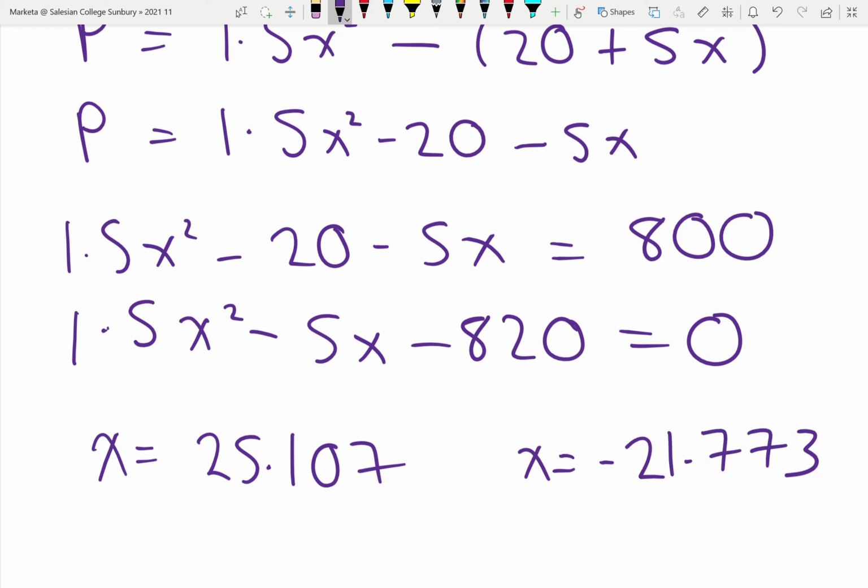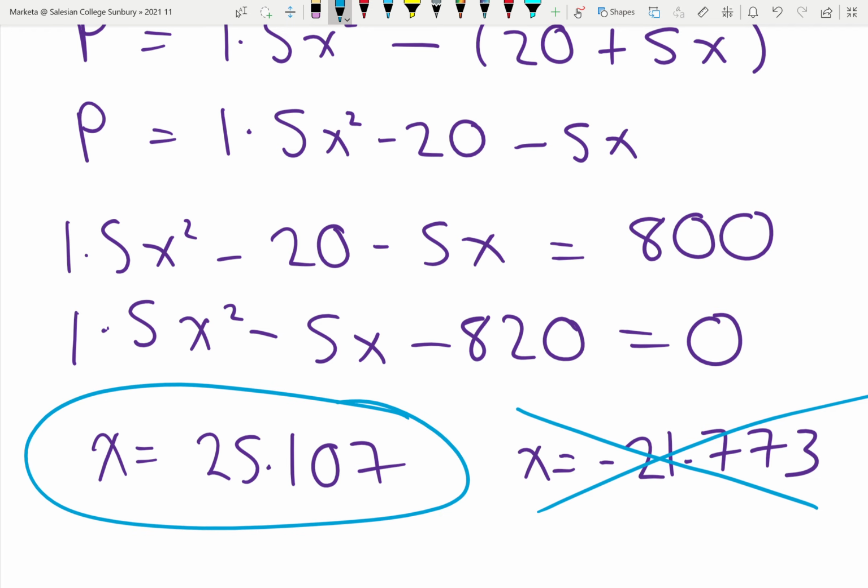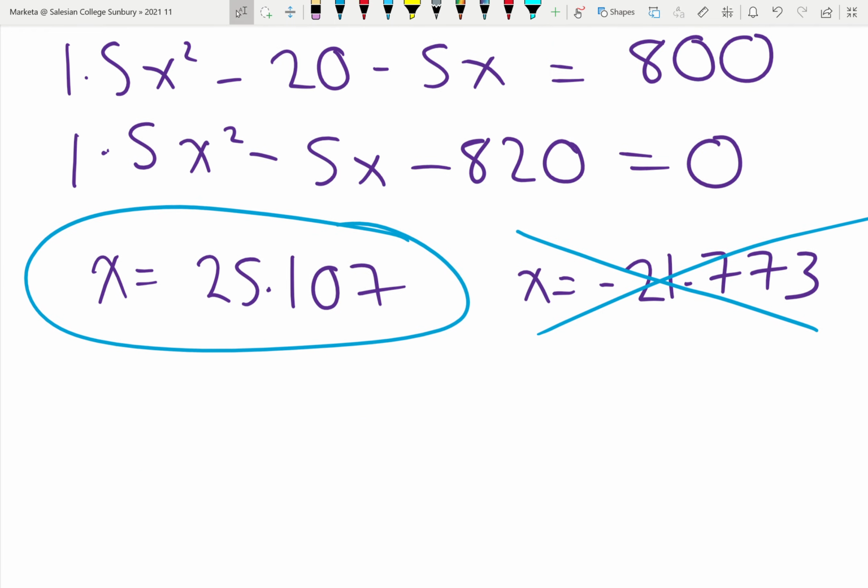And clearly, it's not going to be a negative cost or a negative number of litres. So we can get rid of that. And well, this is pretty much our answer. So this is x represents hundreds of litres. So it therefore makes sense. So x is in 100 litres.